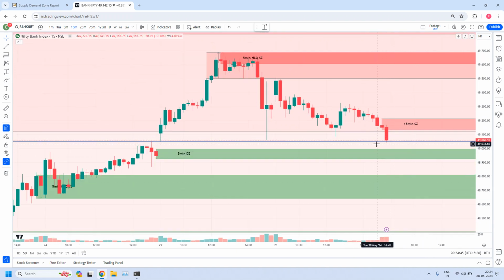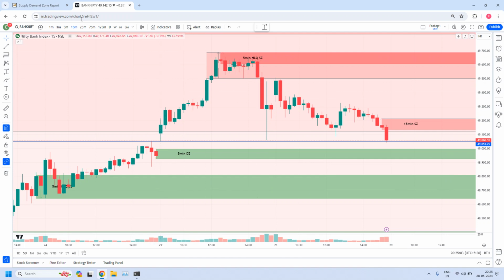But the pro gap area is very interesting. Now there is a fight between this pro gap and the newly created 15-minute supply zone. And the reason why we are giving importance to this zone is because of the trend. Because the trend is our friend.